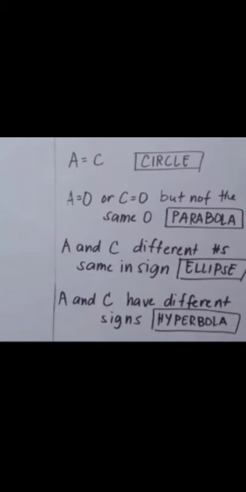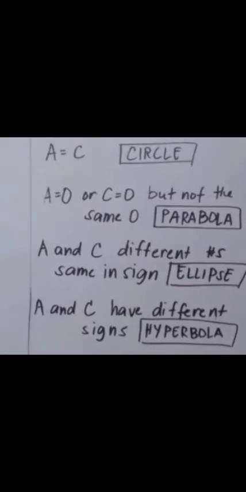And lastly, if our A and C have different signs, that means the equation forms a hyperbola. So the example of an equation that forms a hyperbola here is example number 4, that is 25x squared minus 4y squared plus 50x minus 24y minus 31 is equal to 0 because they have different signs. So our A is 25, that is positive, and our C is negative 4.